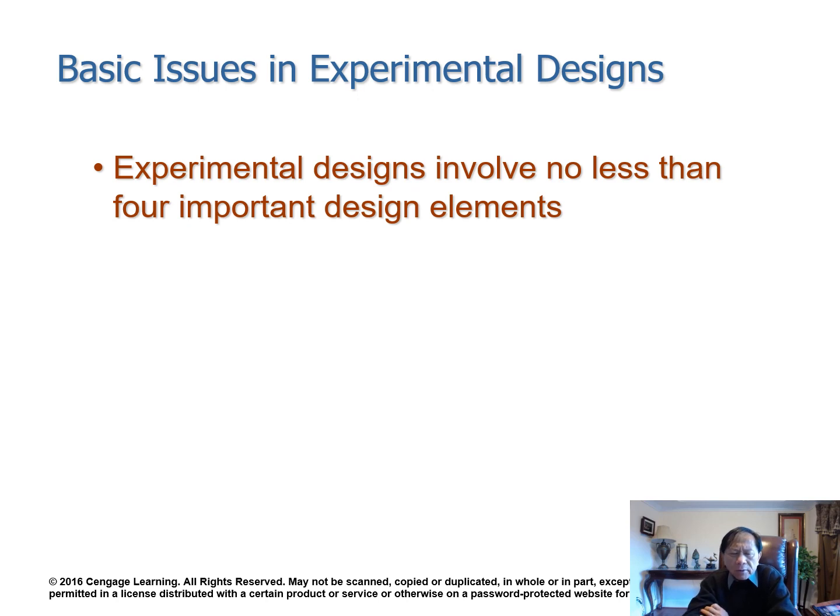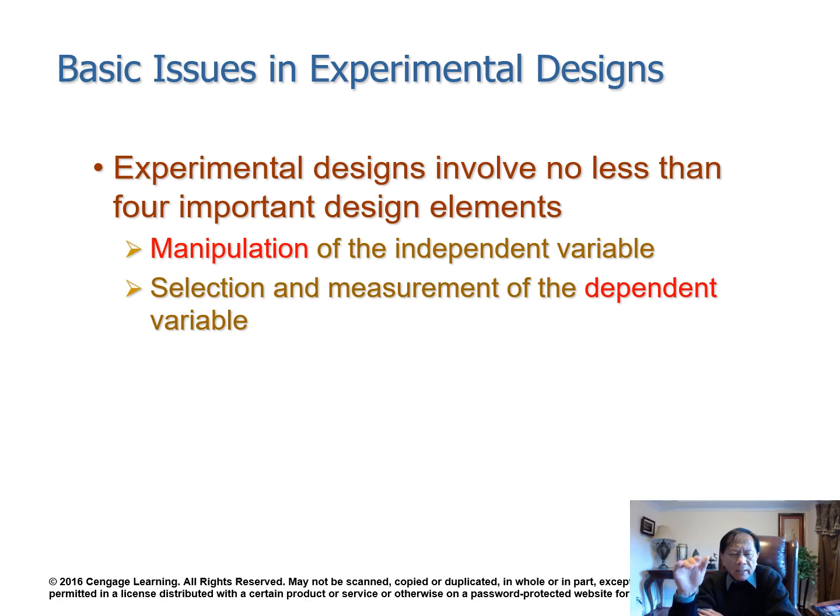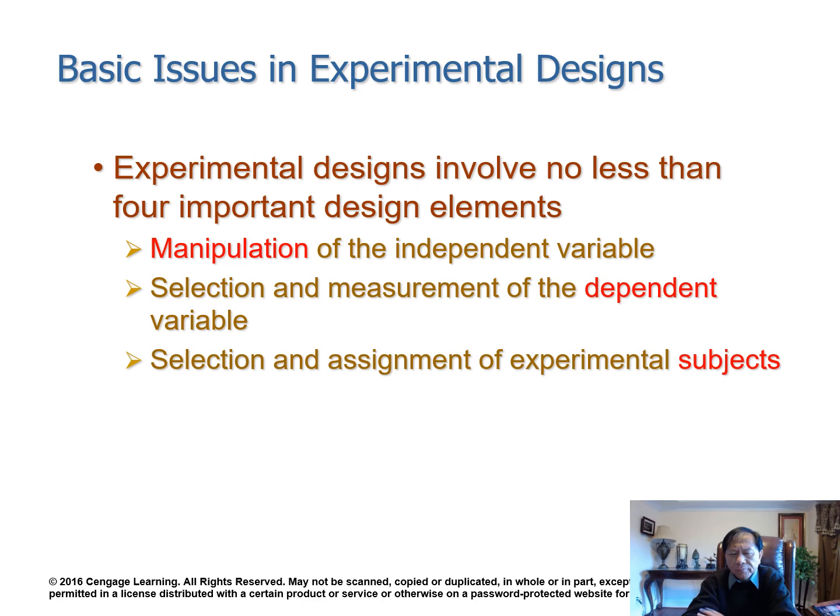Experiment design involves no less than four important design elements. Manipulation: you can manipulate independent variables, so you change the color of the room, or the lighting, dim or bright. Then the selection and measurement of the dependent variables. What is the effect you're looking at? Let's say purchase intention. How do you measure that?